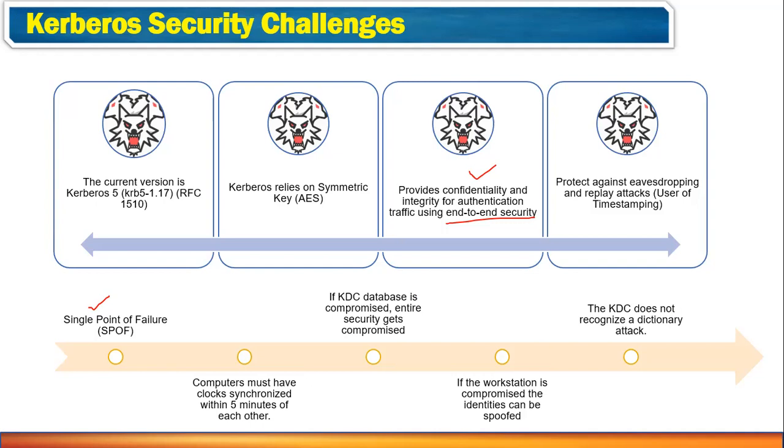Okay, and then in case one of the clients gets compromised, one of the systems gets compromised, then somebody can use that particular credential to actually impersonate. So that's another challenge with this kind of setup. Okay, and finally, the KDC does not recognize a dictionary attack. That is a known thing which is there with Kerberos, right? So that is what Kerberos actually is.